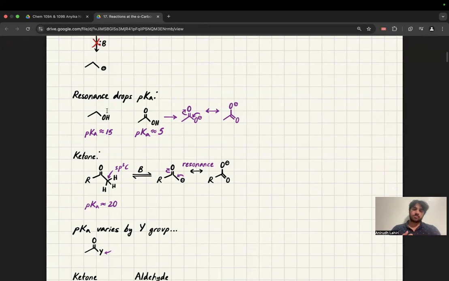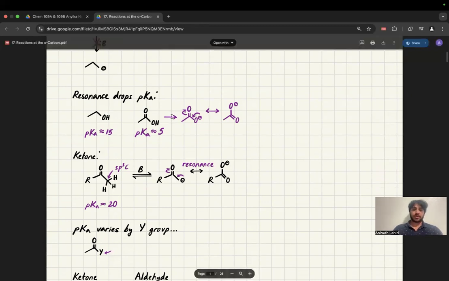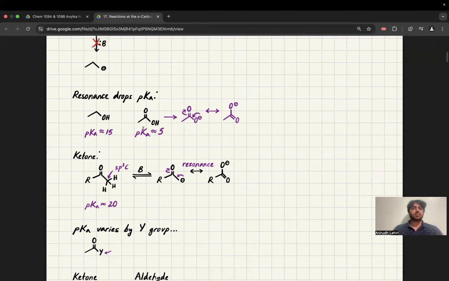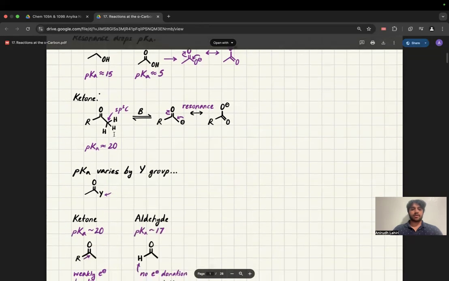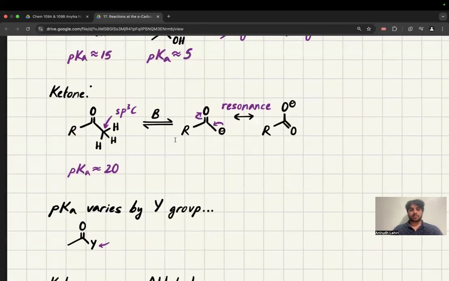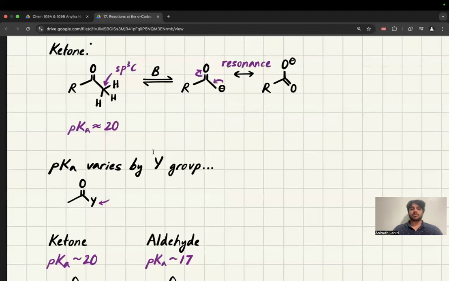So the way that we can do this is we can add groups that serve as electron sinks, serve as methods to allow us to move around electrons and resonate between structures, such that we have a compound that's actually a little bit more stable with a negative on it, right? When we add the OH, we get a pKa of 15, carbonyl O, pKa of 5, ketones, stabilized by resonance.